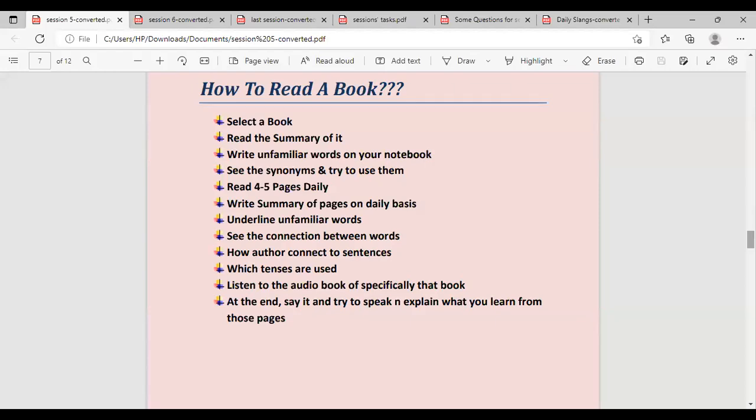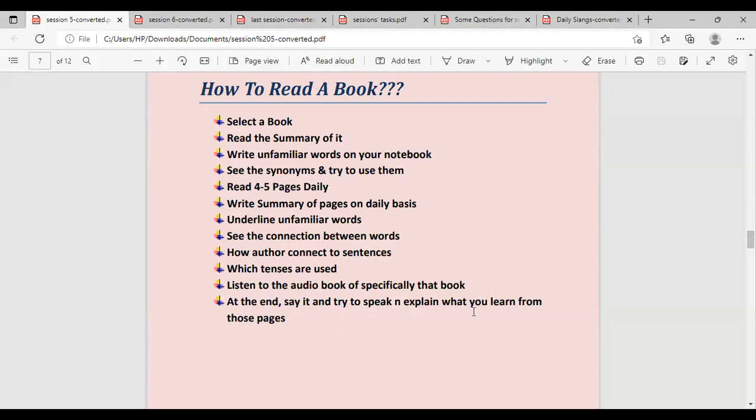Now, The Alchemist seems like a fictional novel, but it is not. It will help you a lot to groom yourself because it contains a lot of lessons. So it will also help you to improve your communication skills. Next, at the end, say it and try to speak.